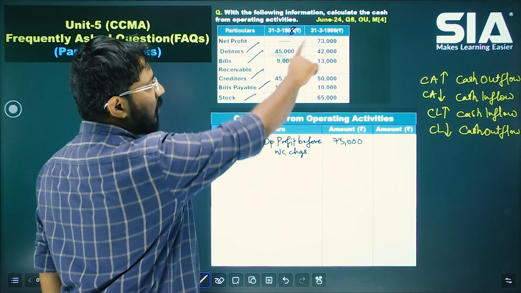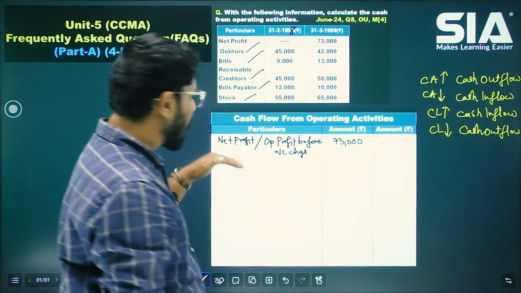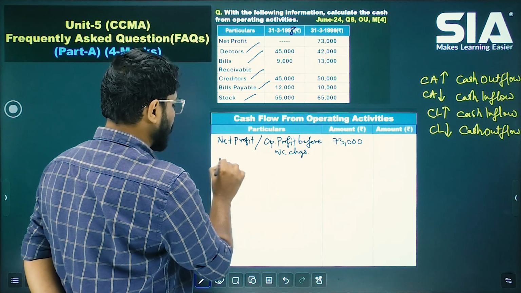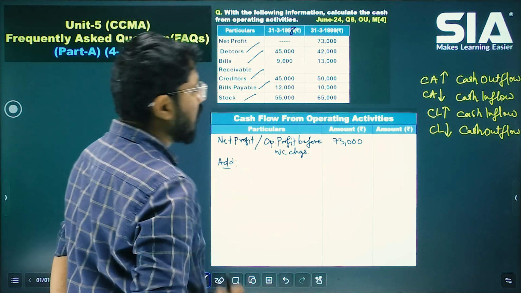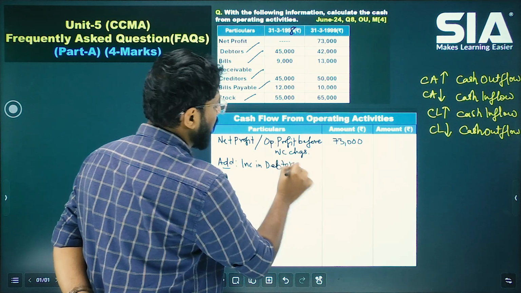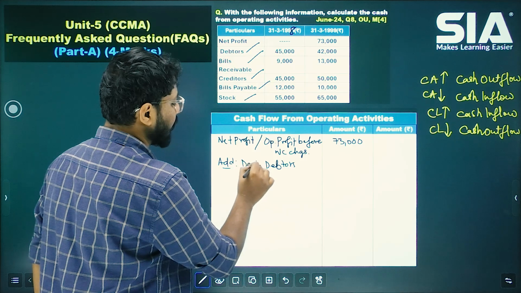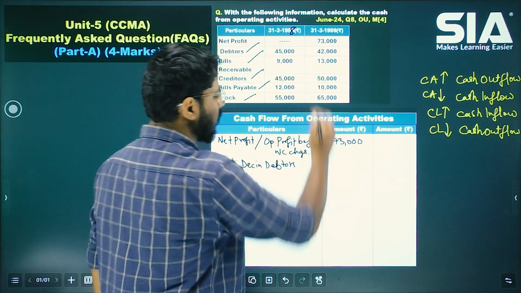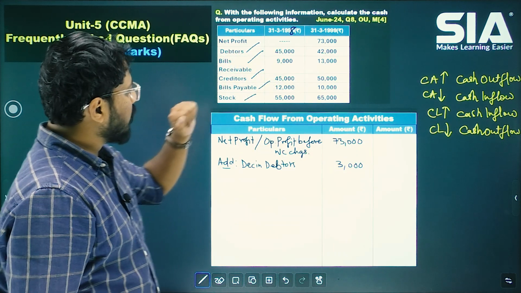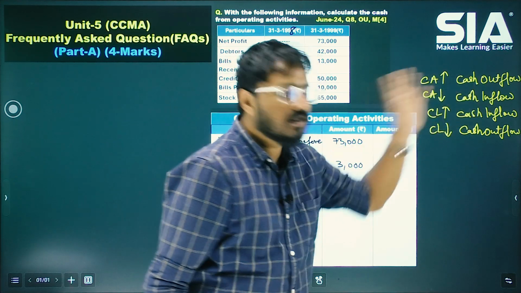Debtors: last year balance is 45,000, current year balance is 42,000. It has decreased. Decrease means cash inflow. We'll write the cash inflows first and then the cash outflows next, so we'll add these items. Sorry, it is a decrease in debtors, so cash is coming in: 3,000. Look at the bills receivable. Last year balance is 9,000, current year balance is 13,000. It has increased. Increase in current asset is cash outflow.